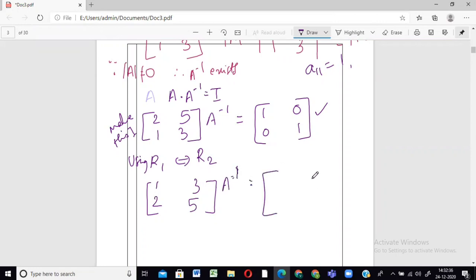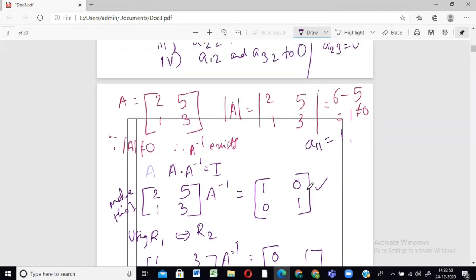No change. Here also, as I said, whatever rules you apply on this matrix will always be applied on this matrix as well. So it becomes 0, 1 and then 1, 0. Okay. All right. So what was the next step?